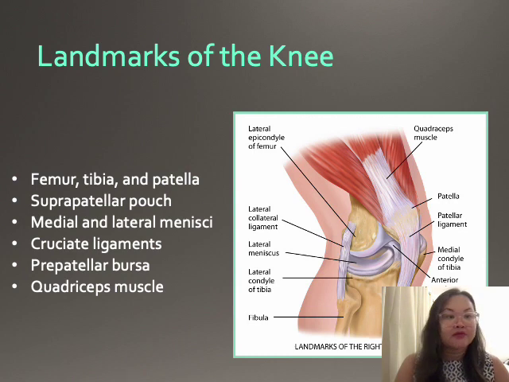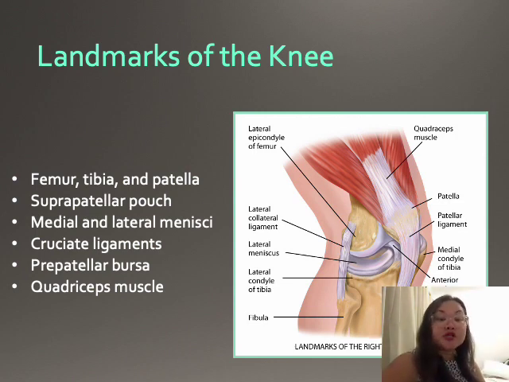Now let's look at the landmarks of the knee. The knee joint has an articulation of three bones. It's the femur, the tibia, and the patella. And it's a very common articular cavity, known because it's the largest joint in the body. It has a hinge action that allows flexion and extension, which gives us single plane movement.